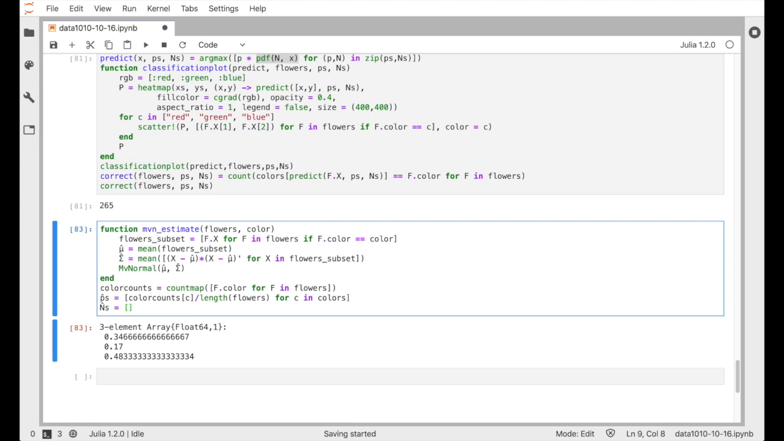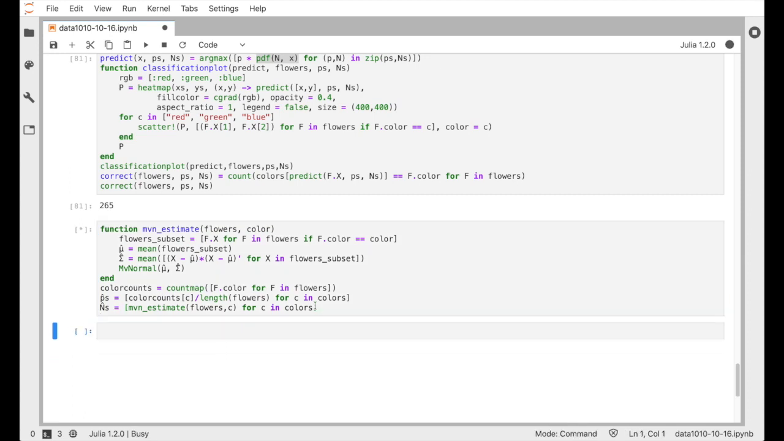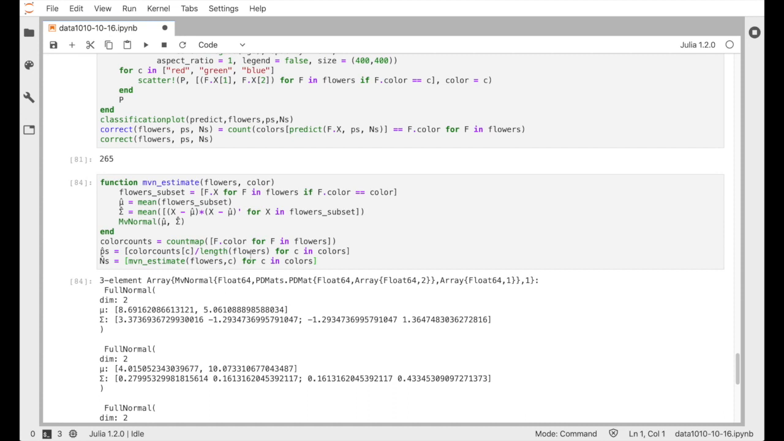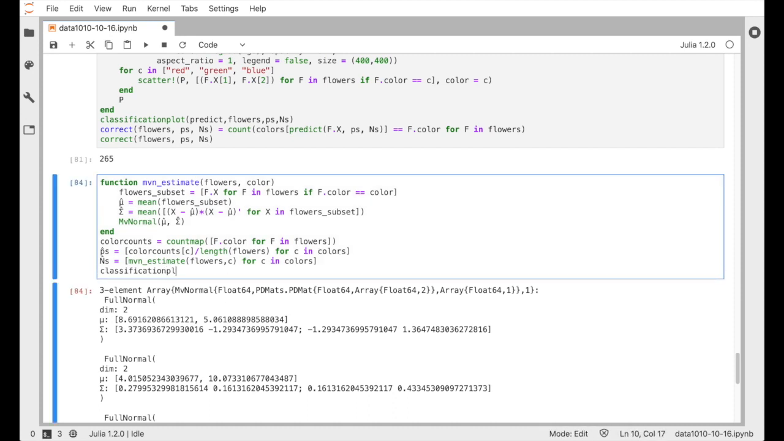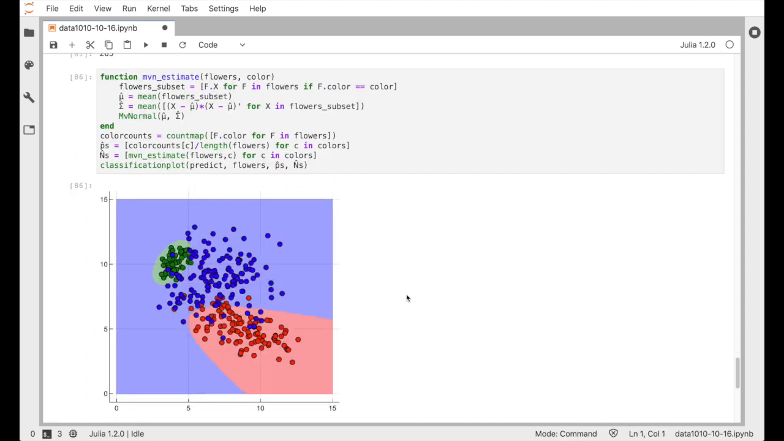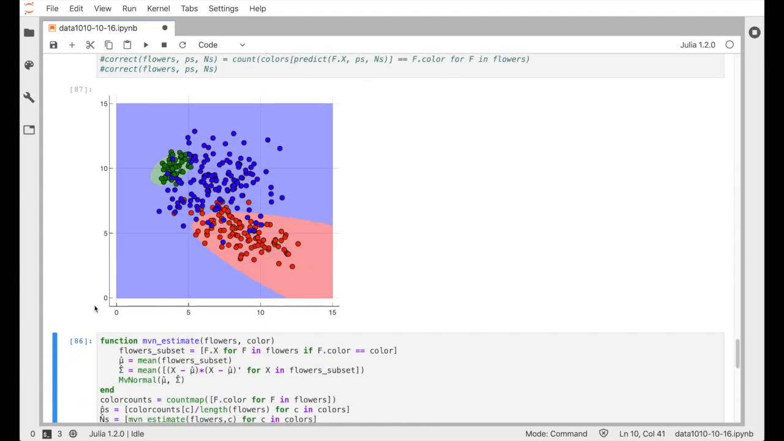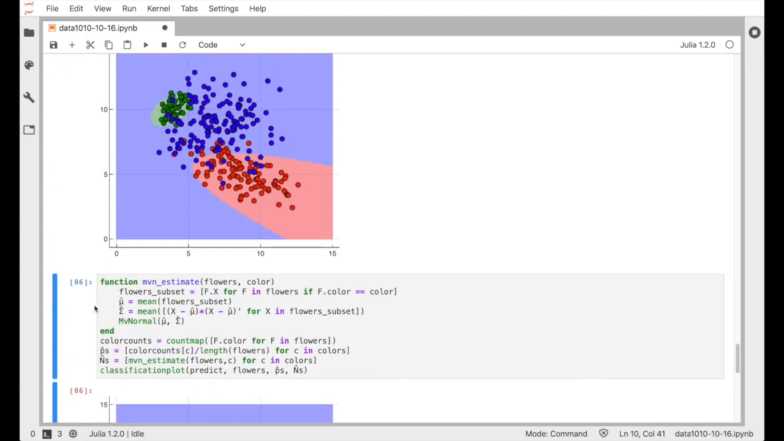So let's make a vector of our multivariate normal distributions using the function that we defined. So we just get 3 multivariate normal objects with some mean and covariance matrix. And then since we made our classification plot a function, we can just call it again rather than having to type that code again. And this is what we get. So we see that it's very close to the optimal prediction function, which is here. I mean, just looking at it back and forth, you can barely tell the difference.